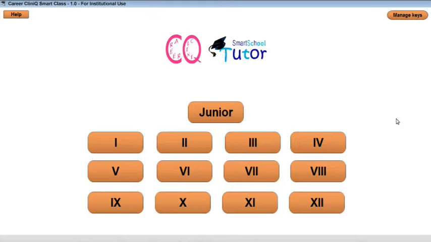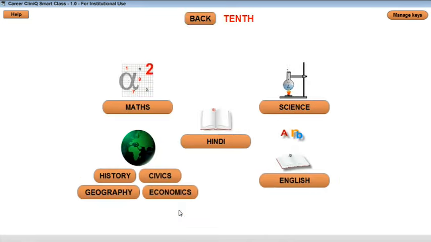This is the institutional product. This is the product which is meant for the schools. All the classes from class junior to class 12 is present here. Let's say we open any of the chapter, any of the class, let's say class 10. And let's say these are all the subjects. As you can see, there's maths, history, geography, civics, economics, Hindi, English, science.